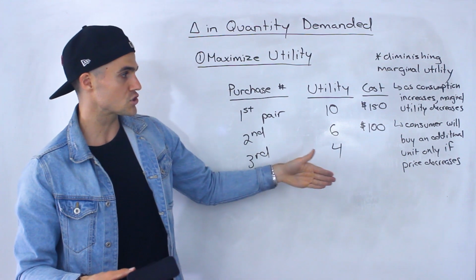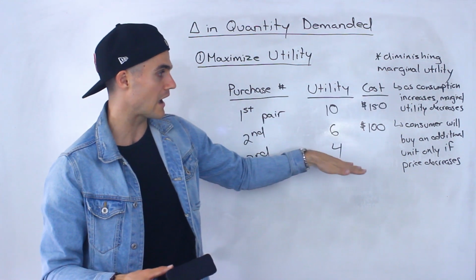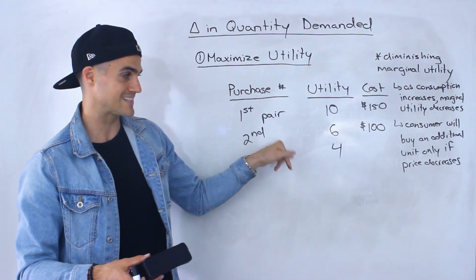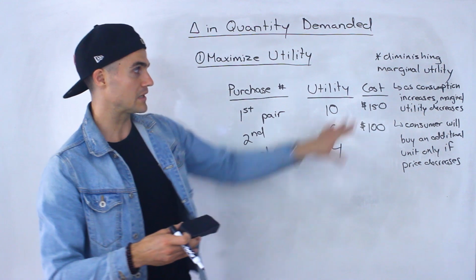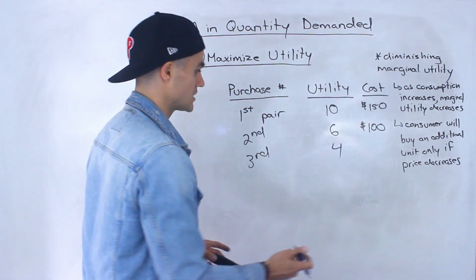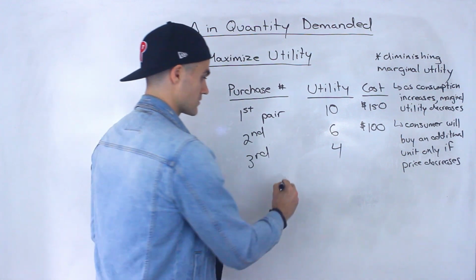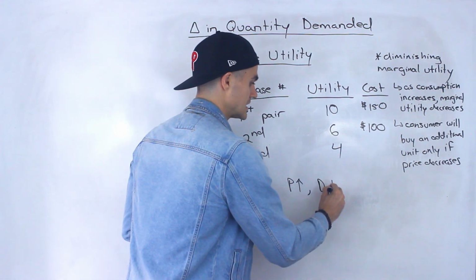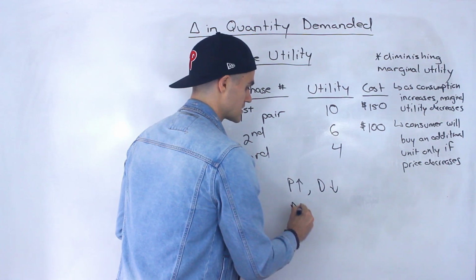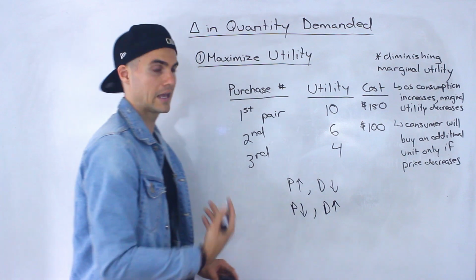Okay, so because of that diminishing marginal utility, a consumer will only buy an additional unit, potentially only if the price is decreasing. And because of this law, diminishing marginal utility, that's a reason why that law of demand comes about. So as the price increases, that demand decreases, and then as the price decreases, that demand can increase.